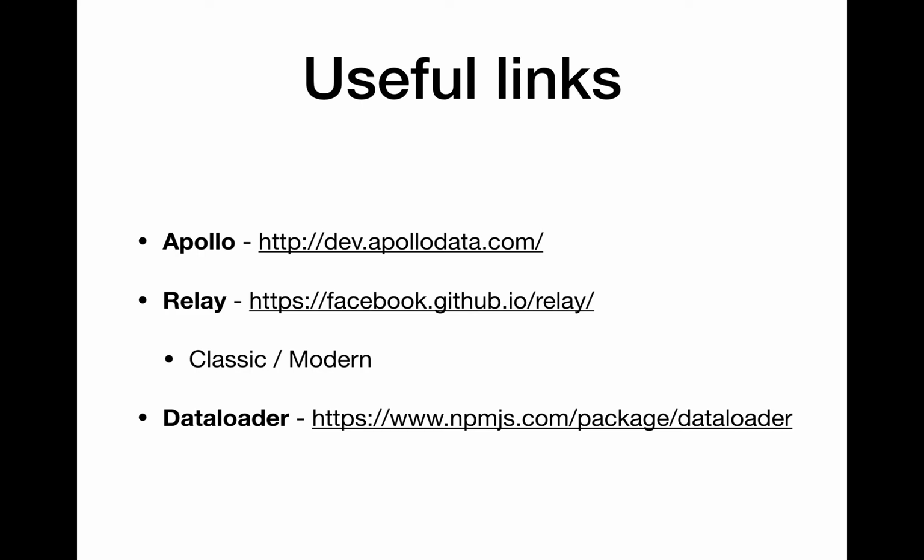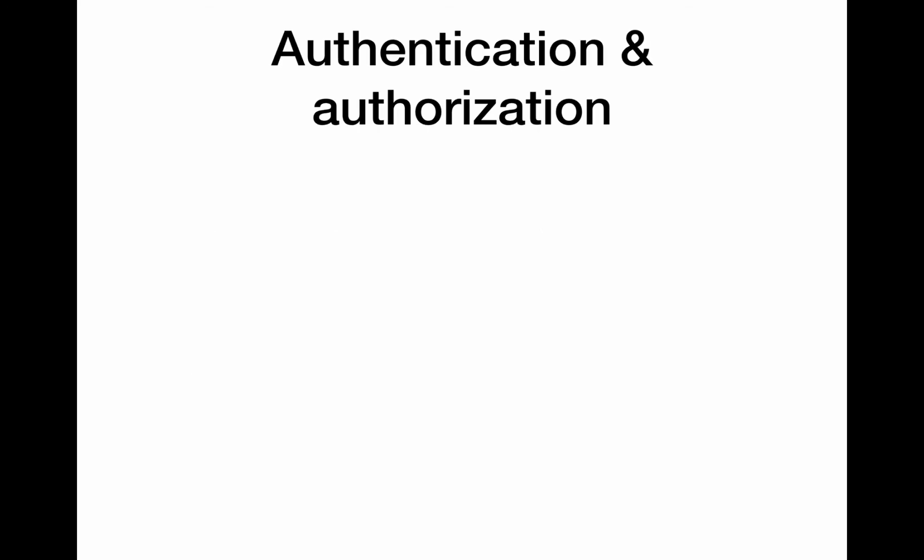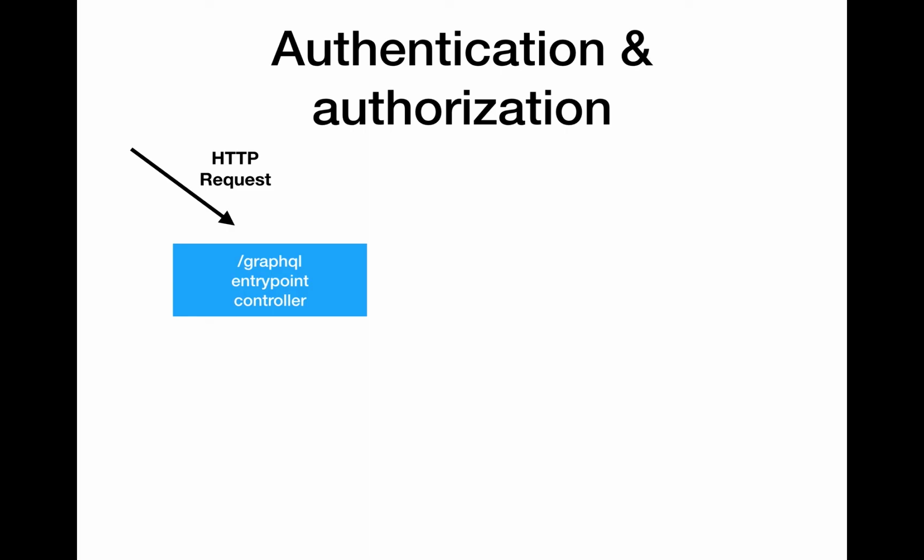Data loader is the library that I just explained, the internals, to solve the N+1 problem. So here's a little extra information based on the questions that I normally get after this talk. One important chapter that I was about to forget to talk about is authentication and authorization. Here's how it works. So you have your HTTP requests that come into your system. You're still going to need a regular entry point controller in your framework, in your server, to deal with the /GraphQL entry point. You're not going to have as many entry points as a regular REST API, but you're still going to need at least one GraphQL entry point.